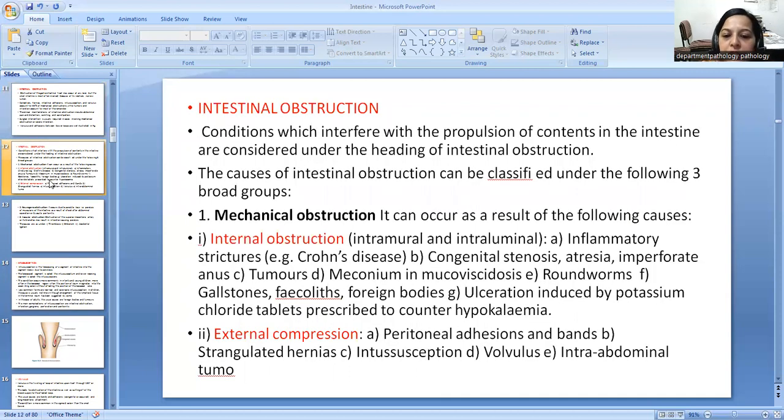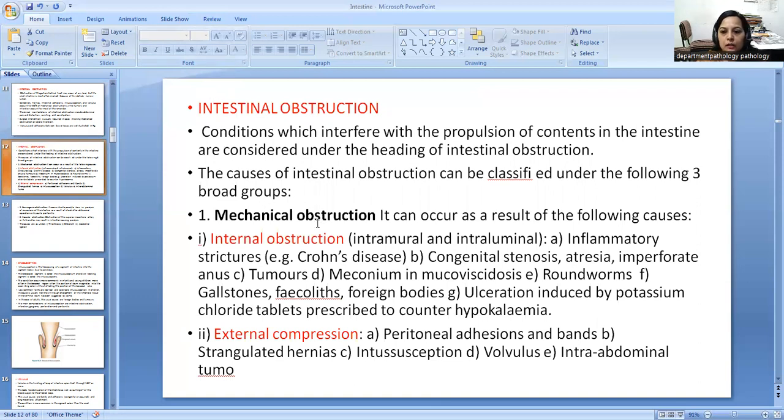So the conditions which interfere with the propulsion of contents in the small intestine are basically considered under the heading of intestinal obstruction, and the causes of intestinal obstruction can be classified under the following three broad groups. First is the mechanical obstruction.